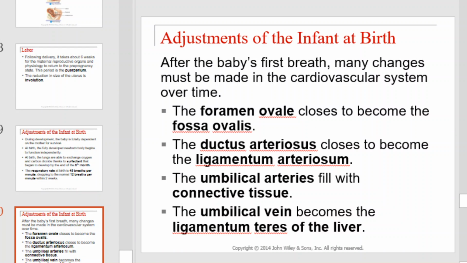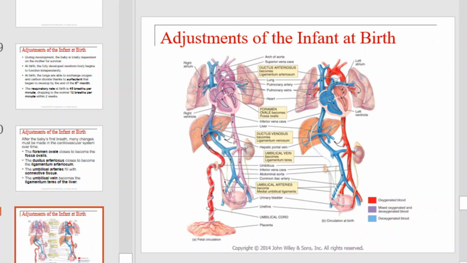The respiratory rate at birth is 45 breaths per minute, dropping to the normal 12 breaths per minute within 2 weeks. After the baby's first breath, many changes must be made in the cardiovascular system. The foramen ovale closes to become the fossa ovalis. The ductus arteriosus closes to become the ligamentum arteriosum. The umbilical arteries fill with connective tissue. The umbilical vein becomes the ligamentum teres of the liver. Those changes are illustrated here.